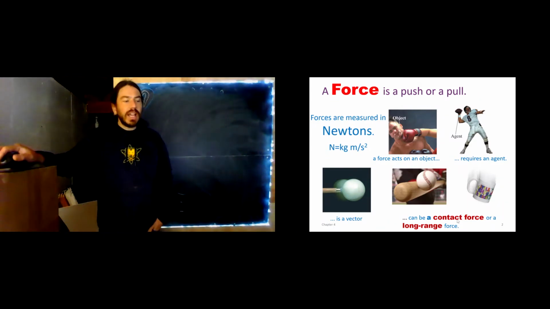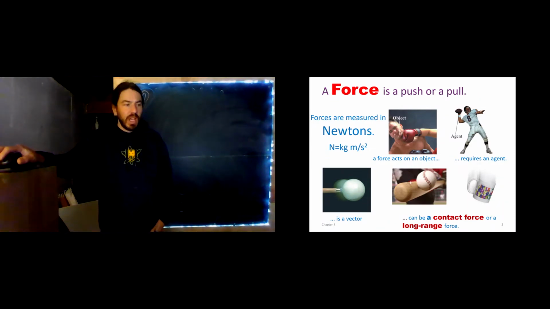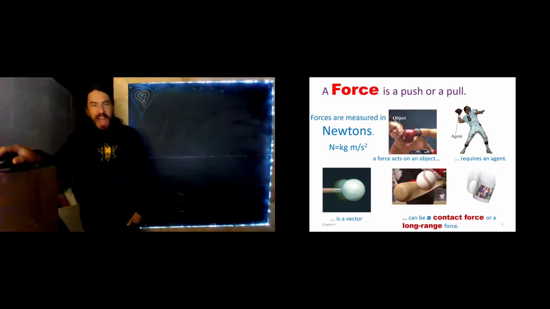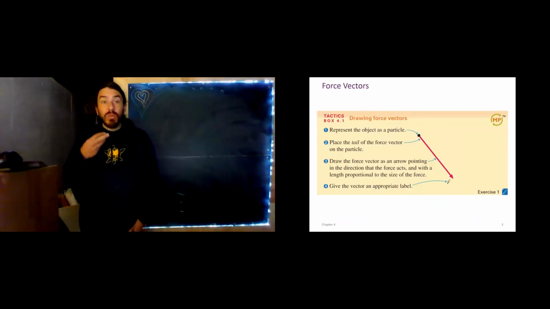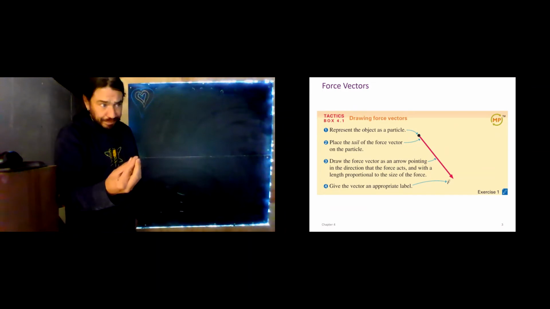So forces can be contact forces or long-range forces. We've got this bat hitting the ball. That's a contact force. We've got gravity pulling on this coffee mug. That is a long-range force. Since force is a vector, we're going to represent it with an arrow.